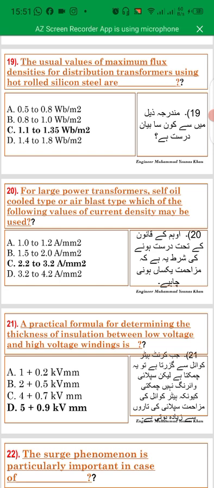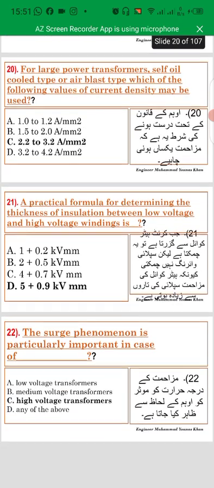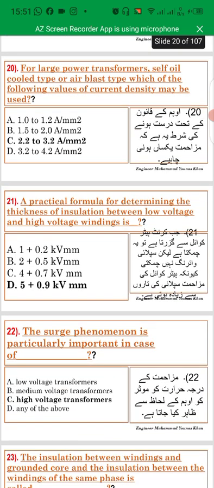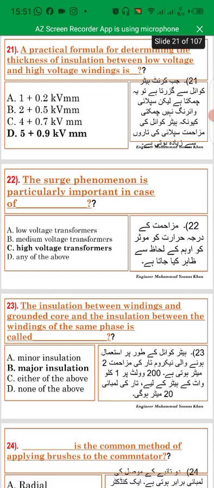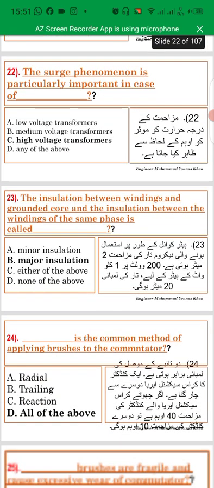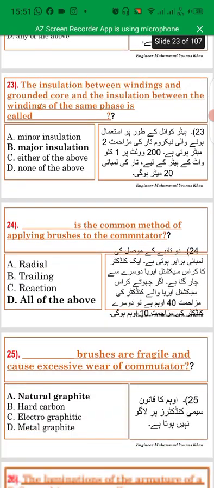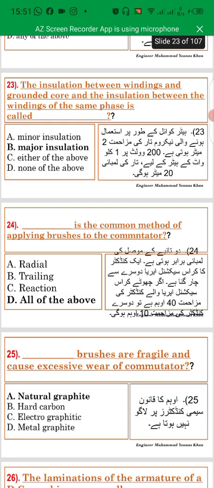For large power transformers, self-oil cooled type or air blast type, which of the following values of current density may be used? 2.2 to 3.2 ampere per mm square. A practical formula for determining the thickness of insulation between low voltage and high voltage windings: 5 plus 0.9 kV mm. The fringing is particularly important in case of high voltage transformers. The insulation between winding and grounded core and the insulation between windings of the same phase is called major insulation.